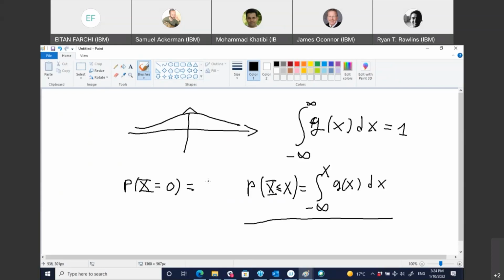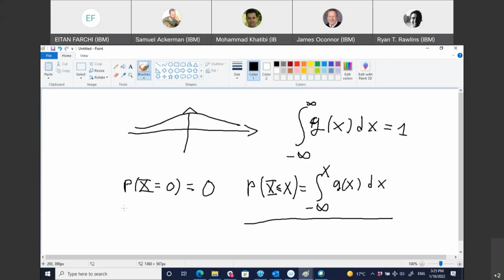Zero. So the probability of any one... sorry, not event, that is the wrong term. Any point, the probability of any point is just 0. You can also say event, but I don't want to go into that. Basically, the probability of one point is 0.